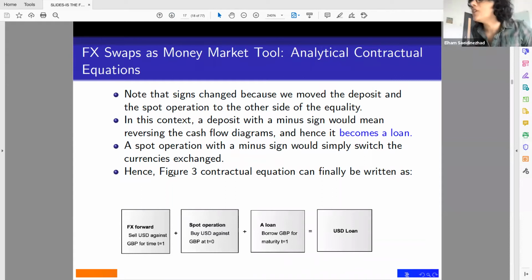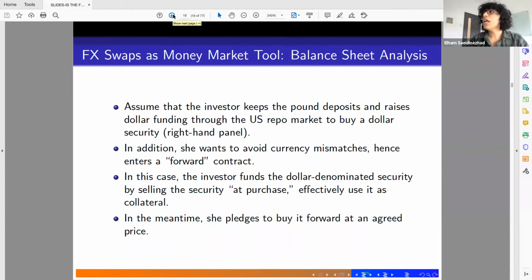In this final equation, what we see is that we genuinely just use the very transactions that happen through an FX market or FX swap market to create a genuine US dollar loan. So a US dollar loan can be constructed or engineered through these three separate operations. The important aspect of these operations is that they do not belong to only one market. Rather, they belong to two separate markets, the FX market and the money market.